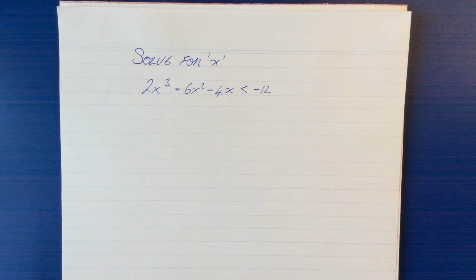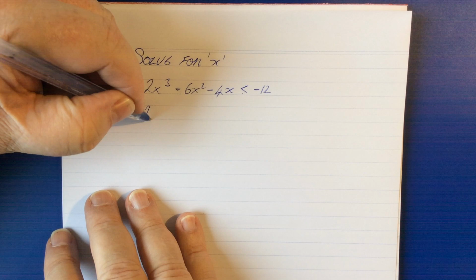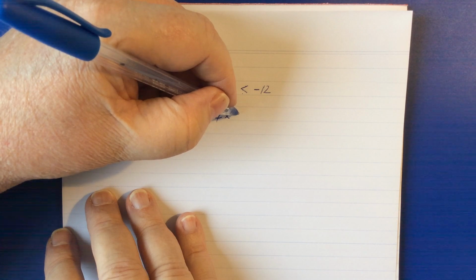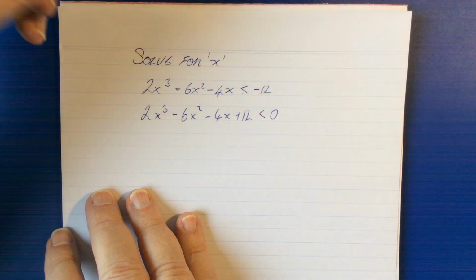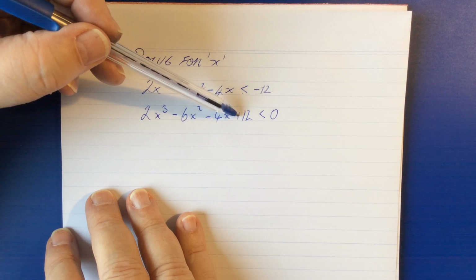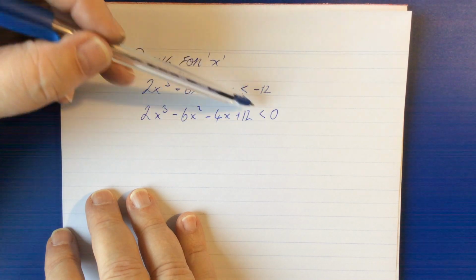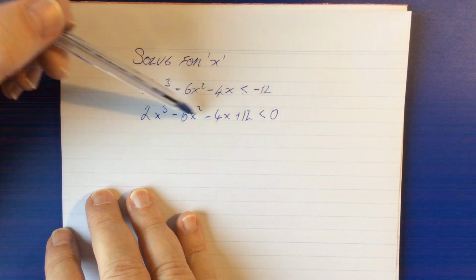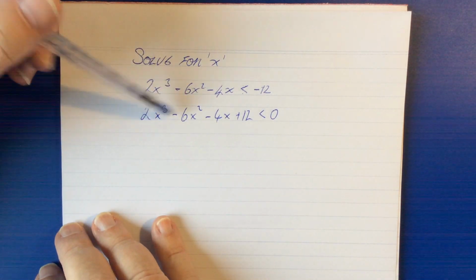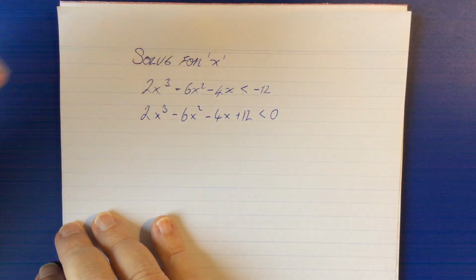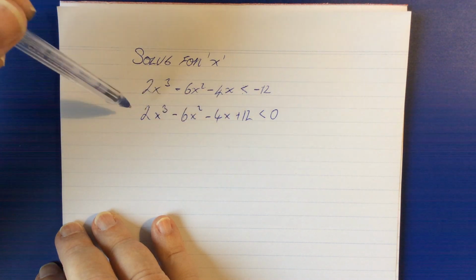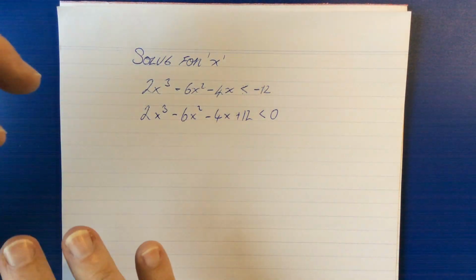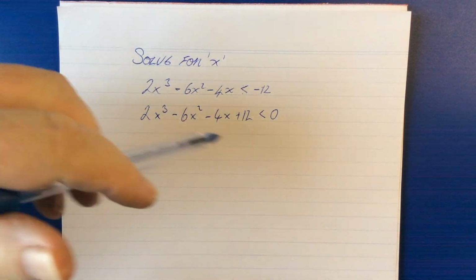So the first thing to do is to get it into a form in which we can work with it, which is what I will do now. So you can see that I've moved the negative 12 to the other side of the inequality sign and made it positive. And so this thing is now less than 0. Okay, so let's set about solving this, and what we will do once we have solved this is we will graph it, and from that graph it will become obvious to you, I hope, what the solution for this is.